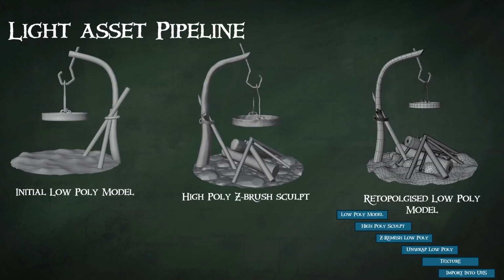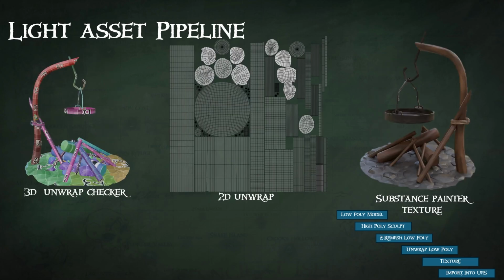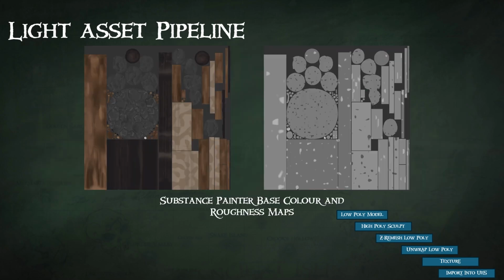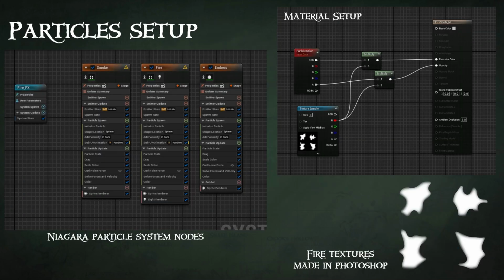The process of making a light asset, in my case a campfire, was the same as the barrel but with more complex shapes, from an initial low poly model into a high poly ZBrush sculpt to a retopologized and optimized low poly model. It then followed the same steps as before for texturing, such as an unwrap, then Substance Painter for texturing, and then exporting into Unreal.